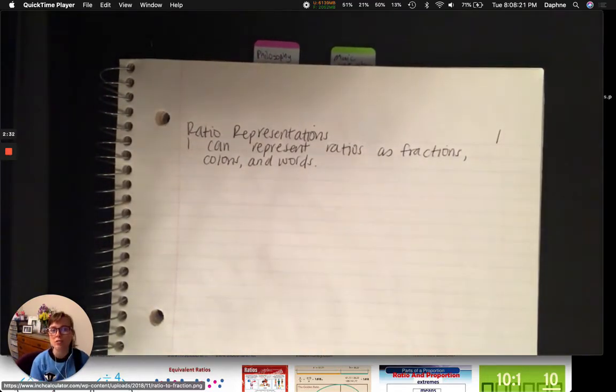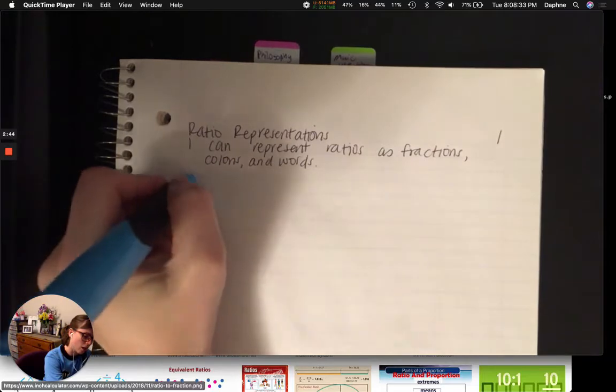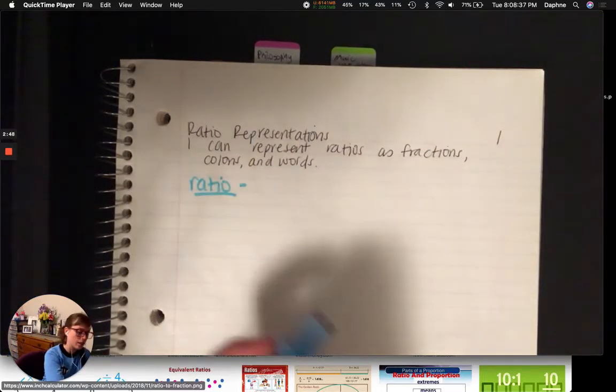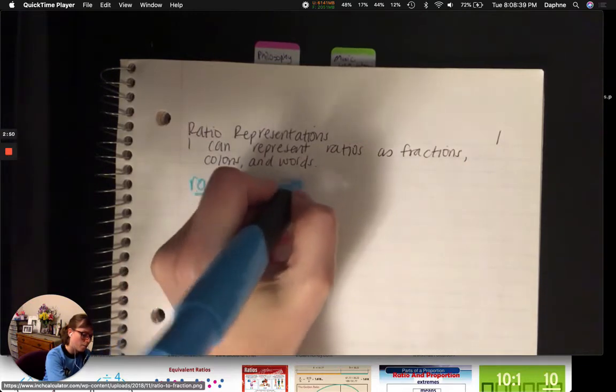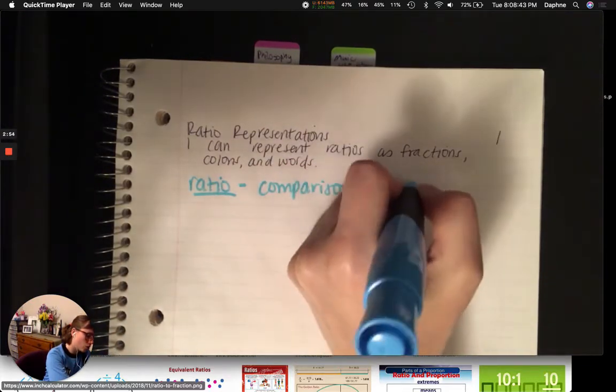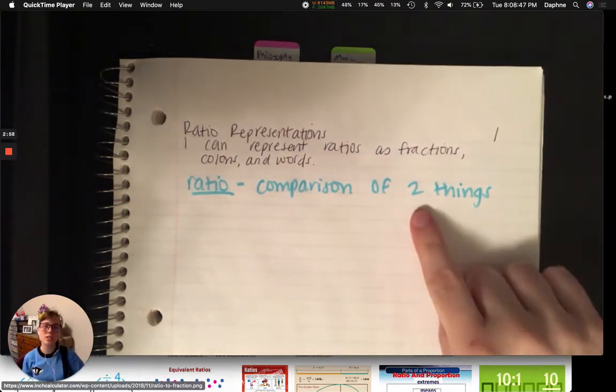I can represent ratios as fractions, colons, and words. So we're going to get started. I'm using a highlighter because I don't really have any markers, and I love it because it's an awesome highlighter. We're going to first define the word ratio. A ratio is a comparison of 2 things. Notice I'm writing the number 2 instead of the word two.